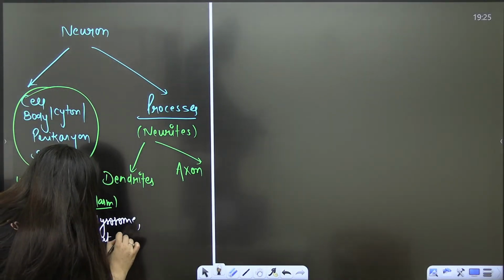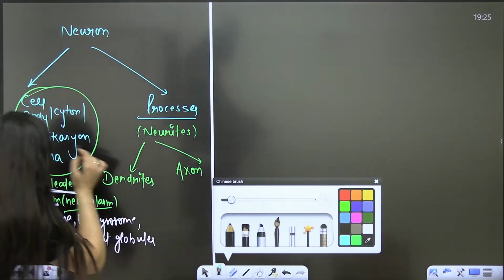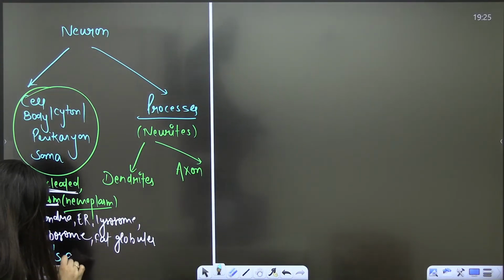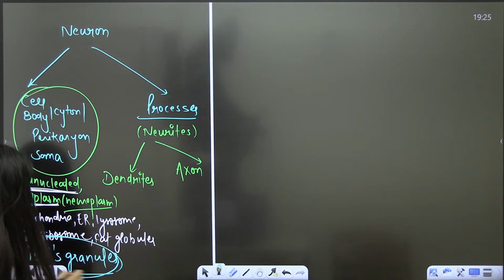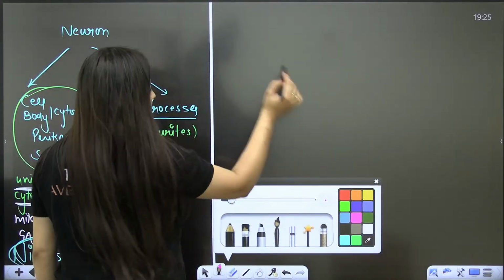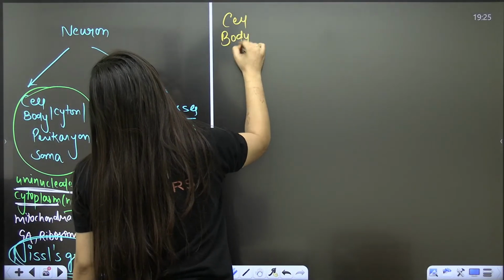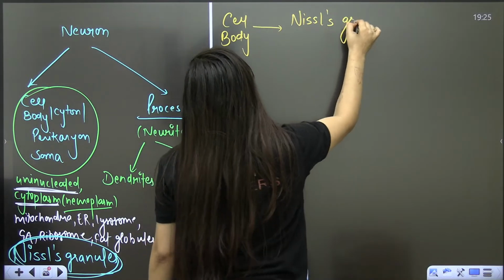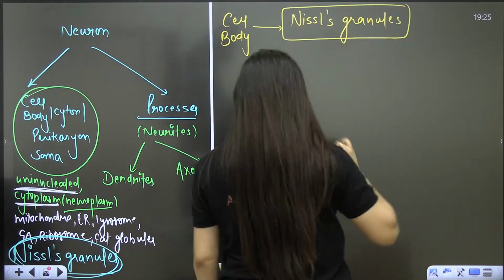Other than that, in the cell body, we are going to talk about the Nissl's granules. So Nissl's granules are present here, in the cell body. This is important, please pay attention. You know about other organelles, so I am saying in the cell body, there is the presence of Nissl's granules.